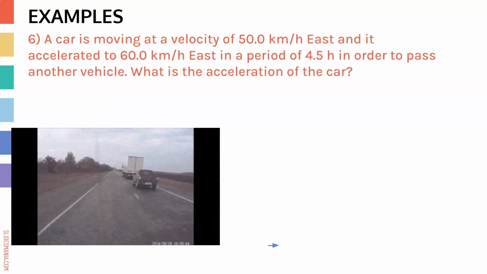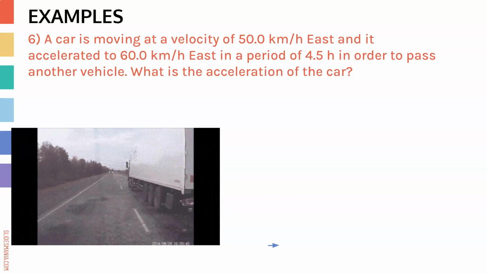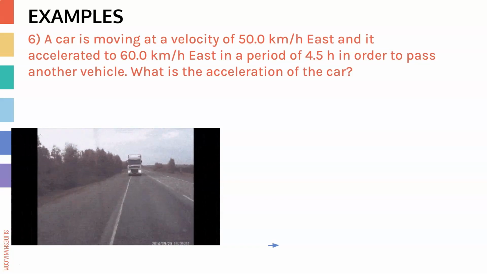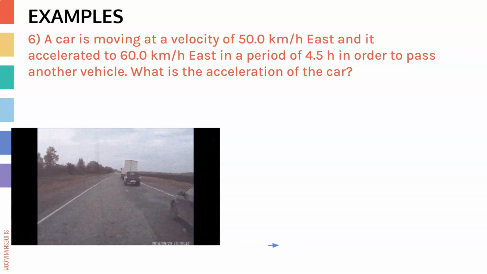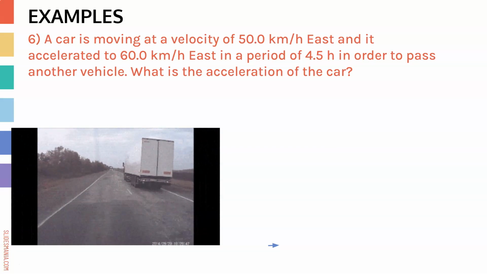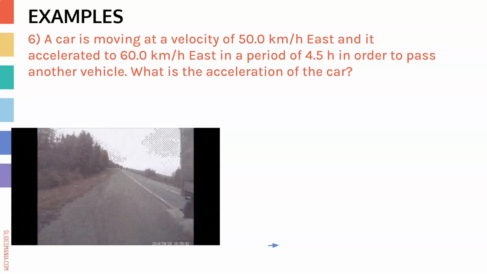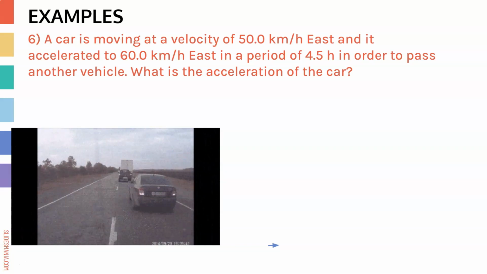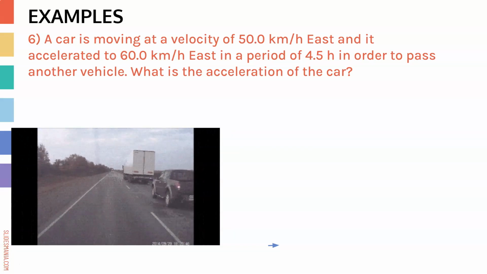This example now is utilizing our final minus initial, and there's one step in here that's a bit more difficult because we're going to do a conversion. I don't necessarily ask you for conversions on quizzes and tests, but I will show you a quick trick on how to convert if you get stuck with something like this. So you have a car with a velocity of 50 kilometers per hour, and it accelerates to 60 kilometers per hour east in a period of 4.5 hours.